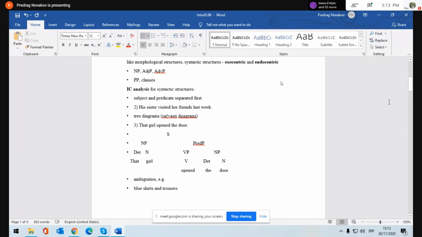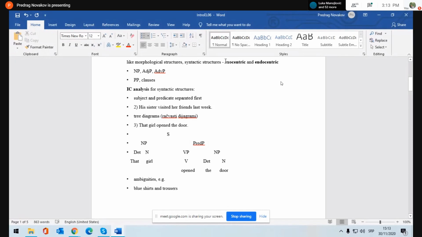Prepositional phrases and clauses are exocentric. It's interesting to think about. If you have an example, in the house, this is a prepositional phrase. What happens if you omit the preposition? You have the house. You do not get the meaning of the phrase. If you omit the noun, the house, you still do not get the meaning. So prepositional phrases are exocentric because you cannot reduce this phrase to a single element. You cannot omit the preposition, you cannot omit the noun.